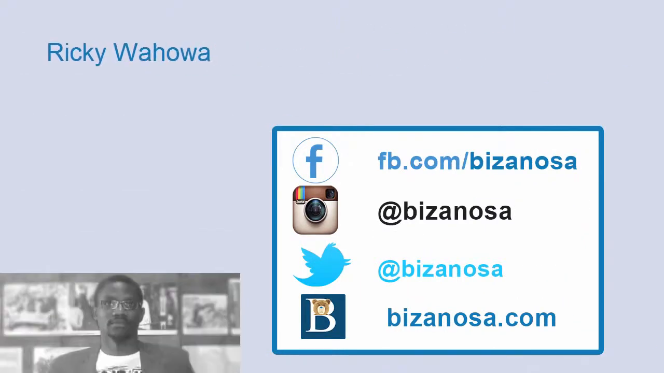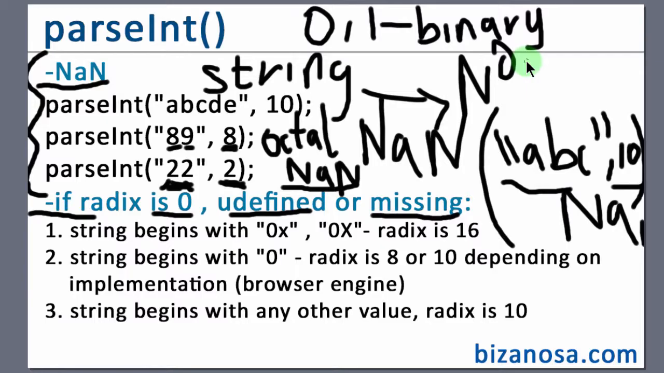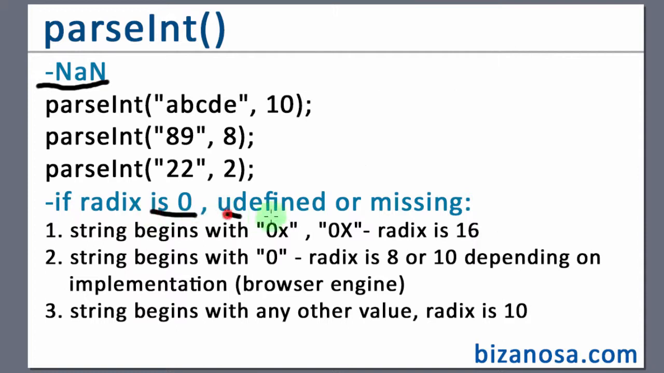Hey! So this is where we stopped in the last video, where we saw certain cases of not a number in the ParseInt function. So in this video, let's see what happens if we have a situation whereby the radix is 0, undefined or missing. Now if the radix is 0, undefined or missing, number 1, if the string begins with 0 and a small x or 0 and a capital X, the radix will be considered as 16.